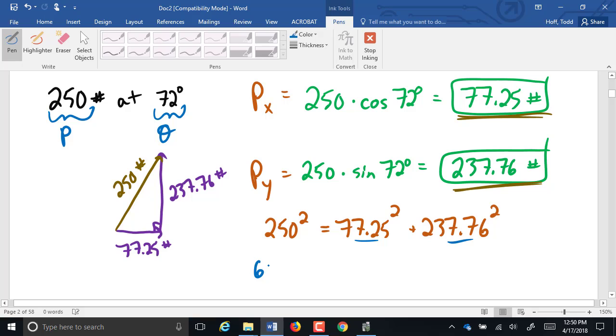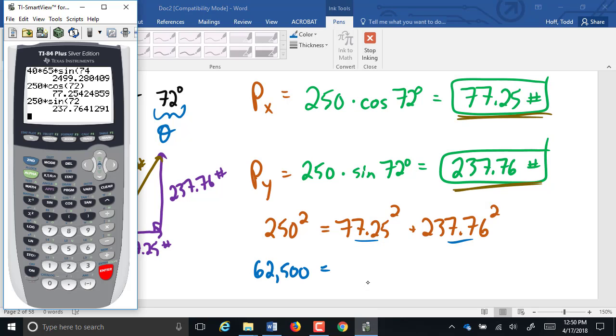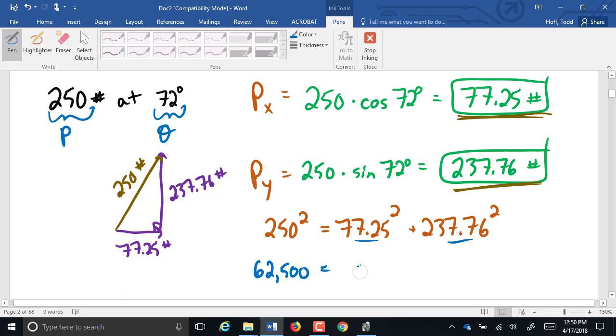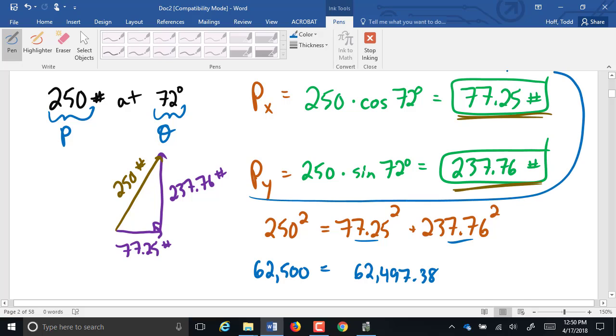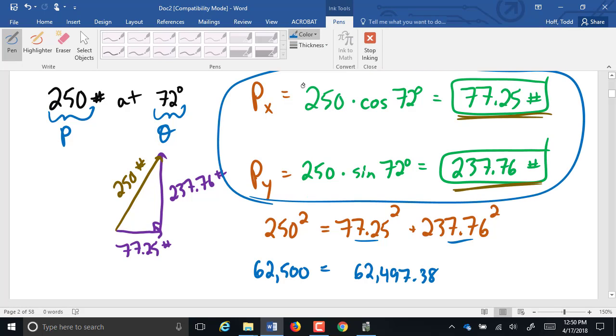250 squared is 62,500. On the other side there, let's do 77.25 squared plus 237.76 squared. And we get 62,497.38. That is close enough. So that works. So those are the horizontal and vertical components of that.